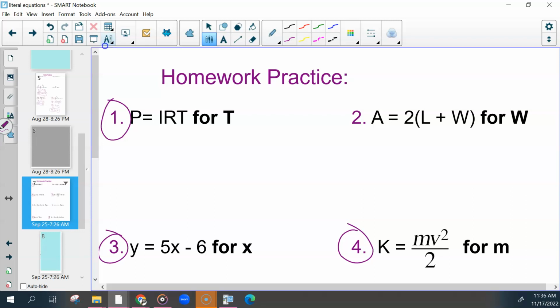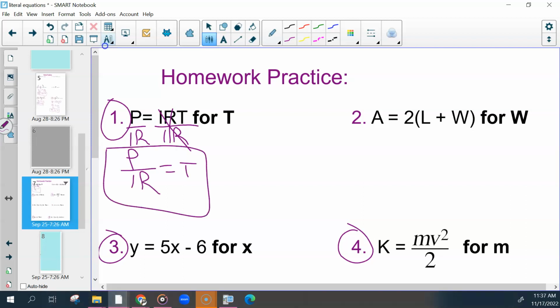If we're trying to get t by itself, what is I, r, and t doing to each other? So to undo that, we would divide, but all at the same time, I and r on both sides. So we have t over Ir equals t. Questions on that one?